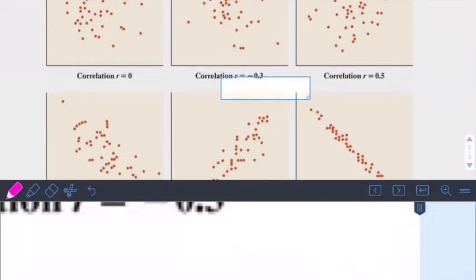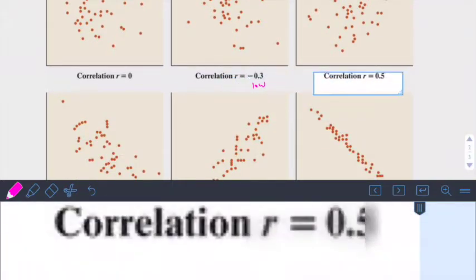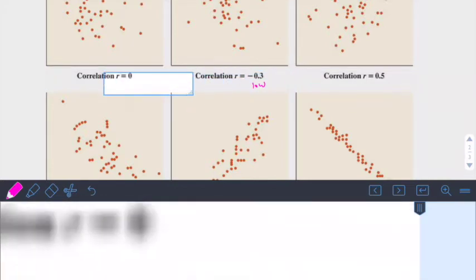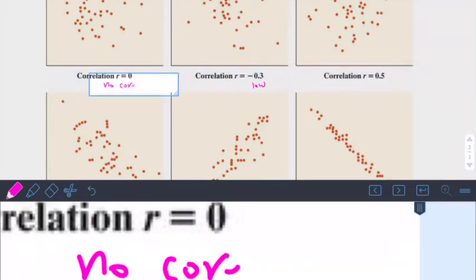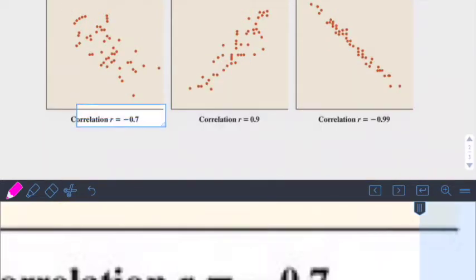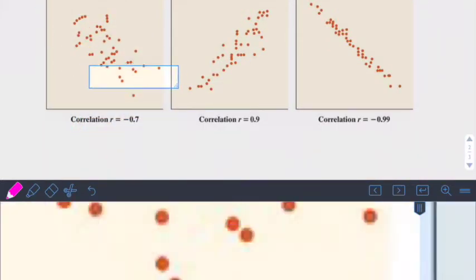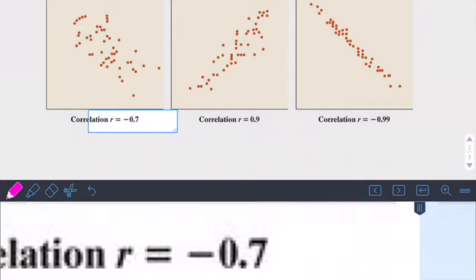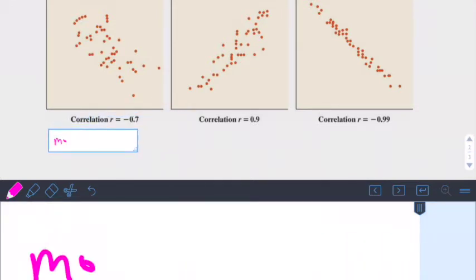So this is a low correlation. I'm talking about the strength. This is no correlation. This is a moderate. This is getting stronger now. It's negative because it's going down. That's the direction. And this is a moderately strong.